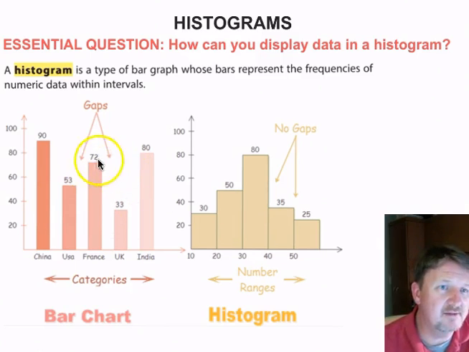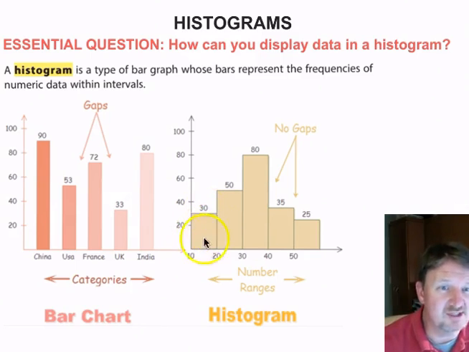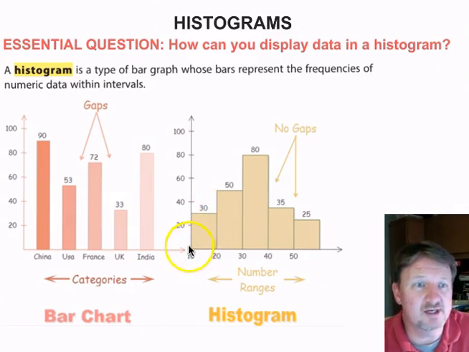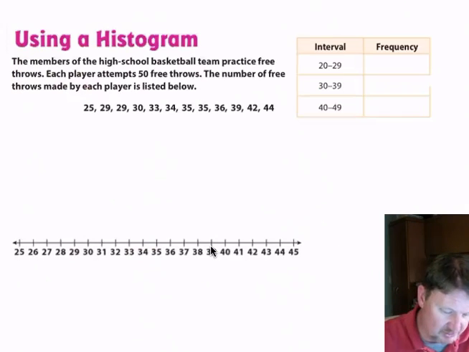The height of each of these bars, in this case, is a number, and it's very specific. China, whatever this is, happened 90 times. Here, there are 30 occurrences, but it's not a specific number. It's a range, and that's what I want to make sure you understand. So that's the difference between the two.